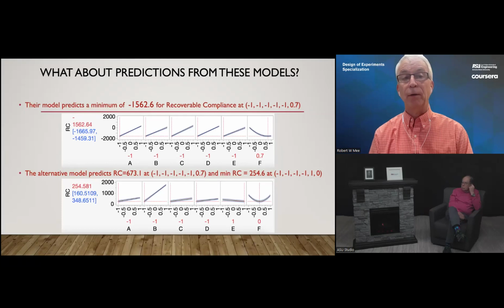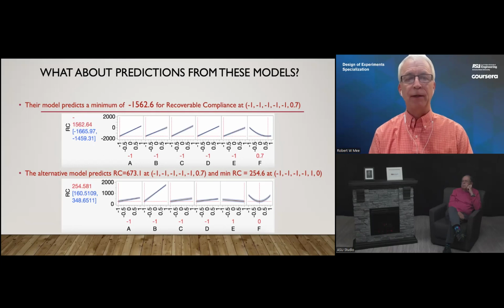desirability function, where for a smaller-the-better response we ask for that to be minimized. And you can see here it selected the low level for A, B, C, D, and E, and 0.7 for the factor which has the pure quadratic term. Oh my, a minimum of minus 1562 for a variable that cannot be negative. That should have caused the authors some concern about the usefulness of the model that they fit.